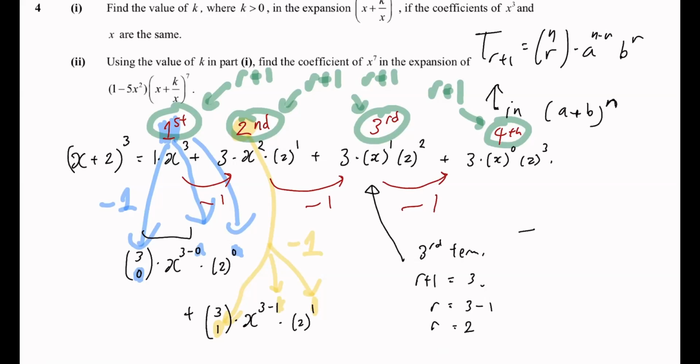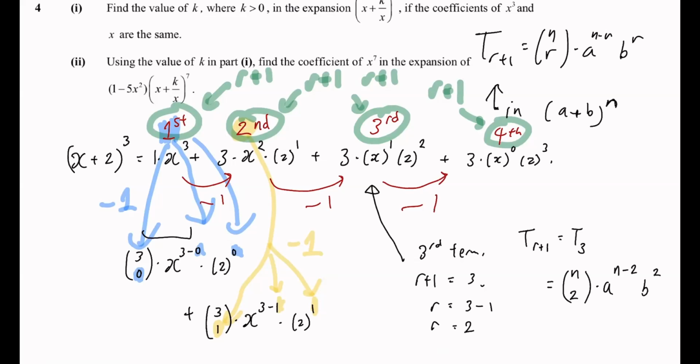Then I will use the formula T(r+1), in this case T(2+1), which is T3, of course, because we want the third term. Then you use the formula: n choose r, in this case we found out is 2, times a power n minus r, which is 2, times b power r, which is 2.